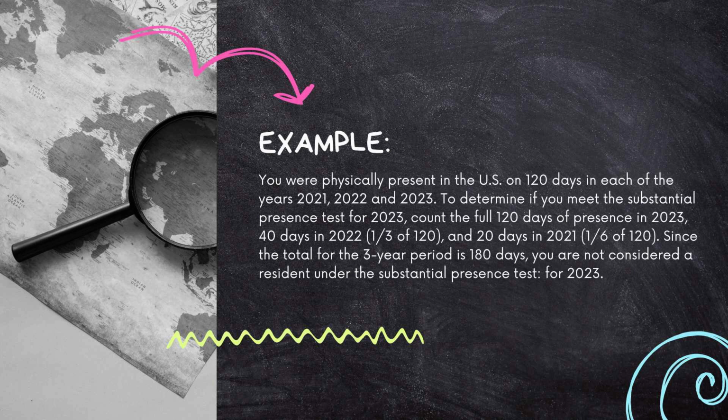Since the total of the 3-year period is only 180 days, you are not considered a resident under the substantial presence test for 2023. So it all goes to that 183 days. In a given year, if you're here 183 days, you're likely going to be subject to the substantial presence test. But if you weren't, they use this 3-year calculation to see if in that current year, after the calculation is done, are you going to be subject to the substantial presence test?